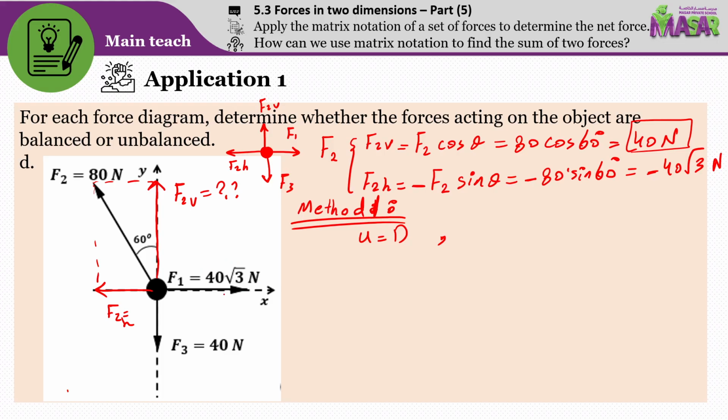Now the magnitude on the right-hand side here is 40 radical 3. What about the left-hand side? We found it to be minus 40 radical 3. However, here we need to take only the magnitude. So also here the magnitude is 40 radical 3, which means right equals left, and as a result, the system is under balanced forces.